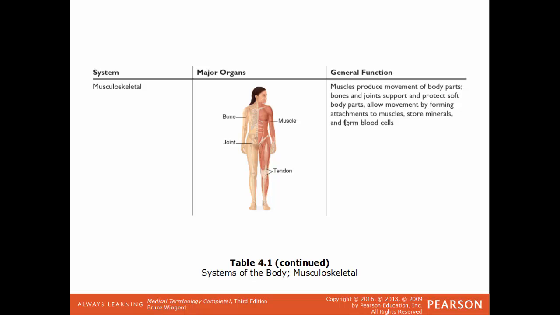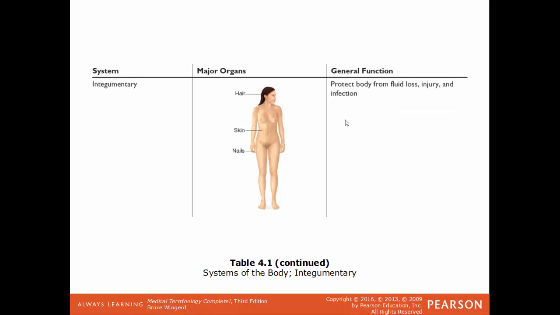There are some other functions for the system, being able to store minerals and also form blood cells. All blood cells are formed within the skeletal system. Integumentary system, this will include the hair and the skin and the nails and everything associated with the skin. A general function here: protect the body from fluid loss and injury and infection.